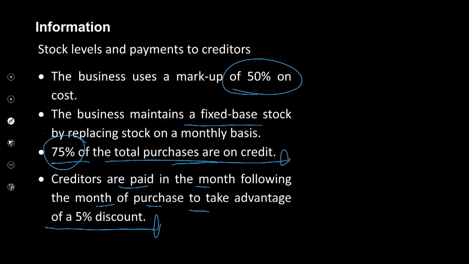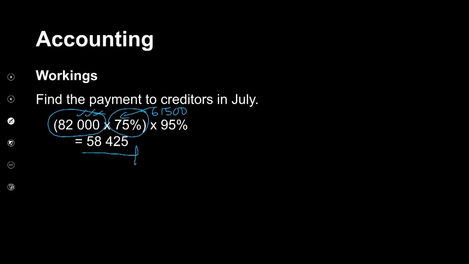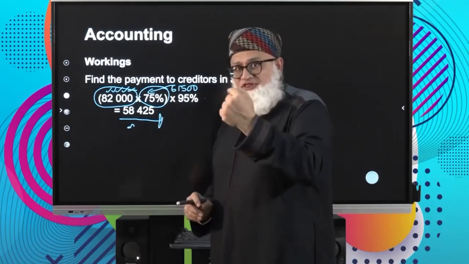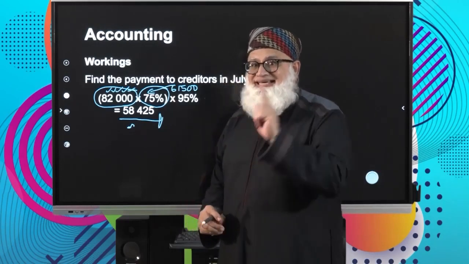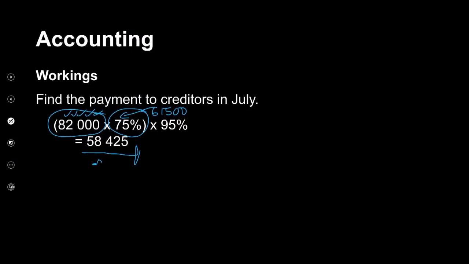There's my answer, 58,425. So once again, watch what I did. I took my cost of sales component, the 82,000, because that's the amount of goods that I have to buy. I split it up into cash and credit. For this particular calculation, I needed my credit component. Therefore, that was 75%. So I calculated that to be 61,500, and then I'm told that I'm only going to pay 95%.